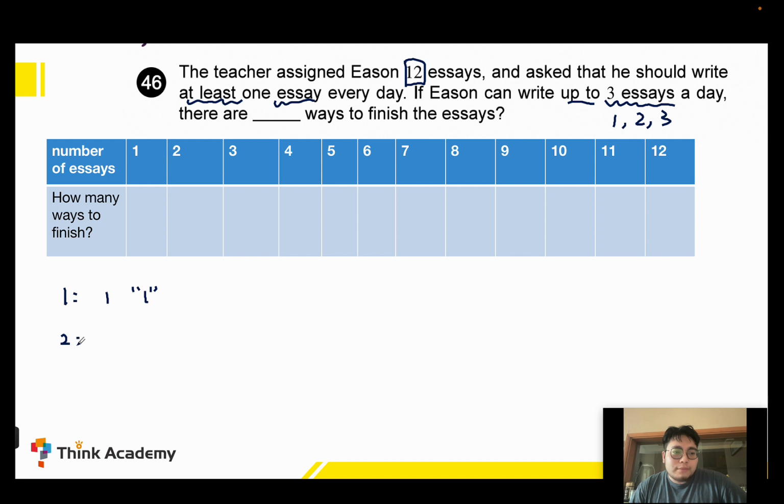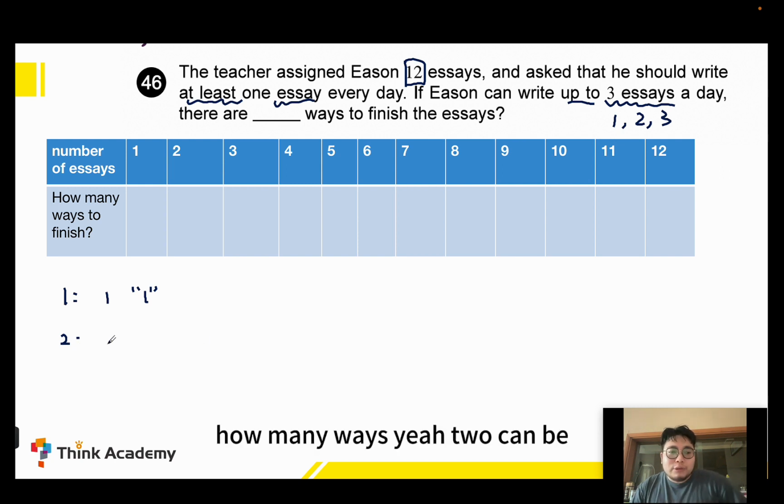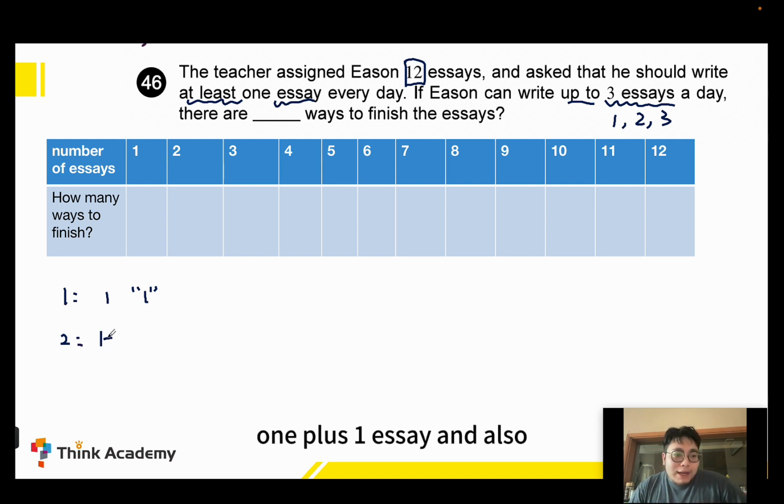And for 2, how many ways? 2 can be 1 plus 1 essays. And also the first day he completes 2 essays. So actually we have 2 ways.